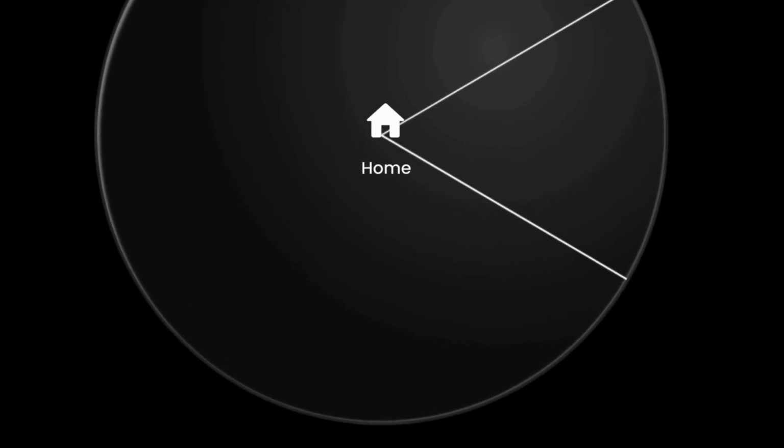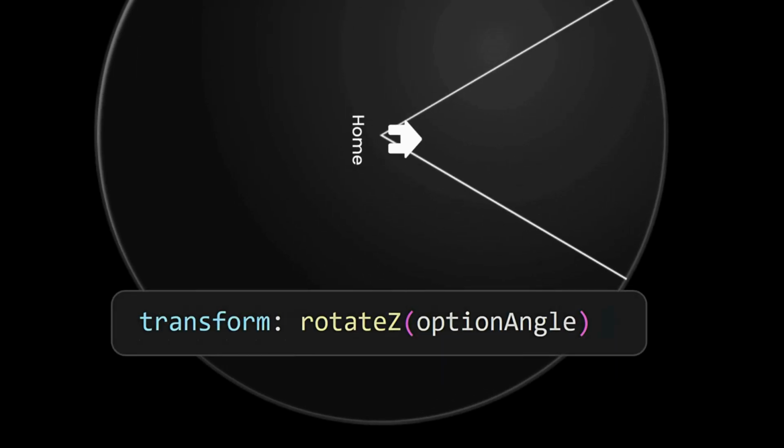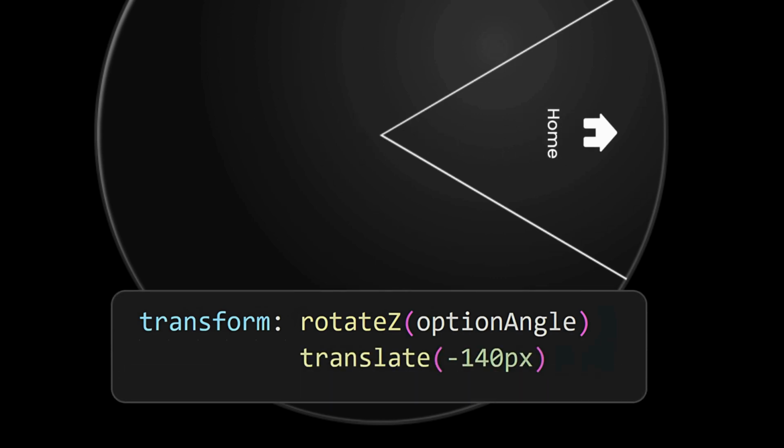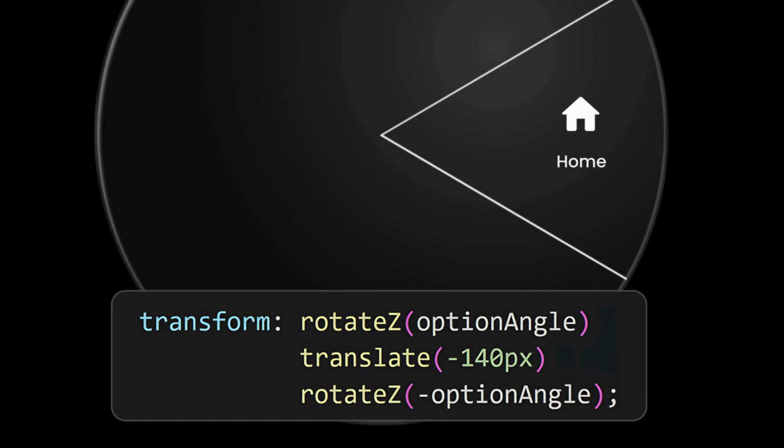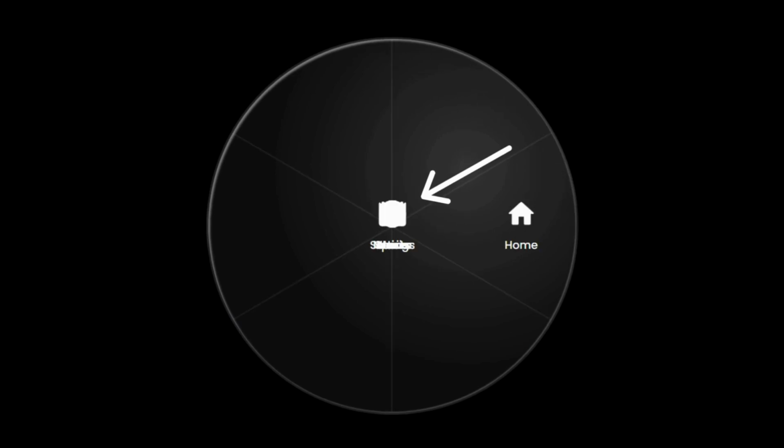Now we will rotate using this angle along the z-axis, and then translate it along the y-axis to the position, and finally rotate it back in the reverse direction. We can see that the option got adjusted at the proper position. Now, this needs to be done for all the options.